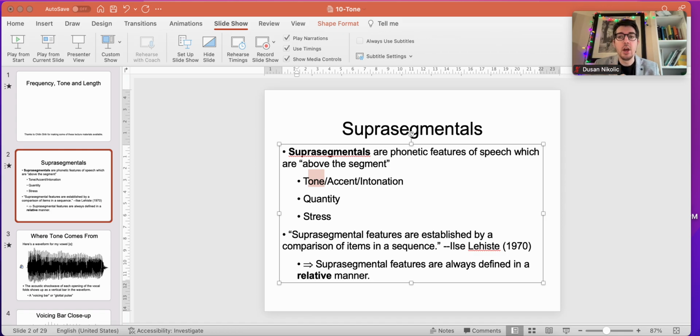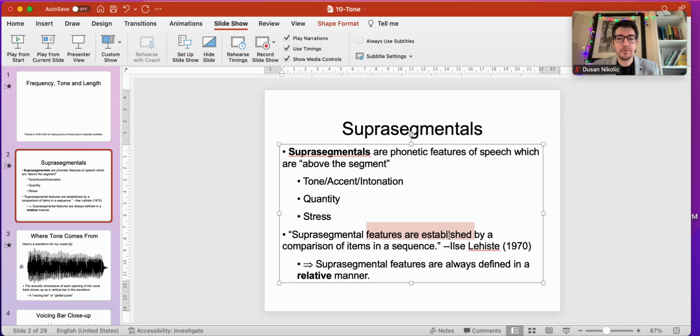For example, if I say, or, then you might say, okay, well, he is obviously making the first one low and the second one high, but they are relative to each other, right? And that's what we mean when we say suprasegmental features are established by comparison of items in a sequence. And that's well said by Ilse Lehiste.